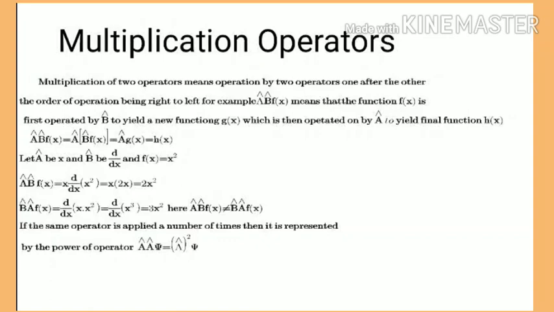If the same operator is applied a number of times, then it is represented by the power of the operator. If A cap is applied on function psi, then we get a result, and after that we also apply A cap on the result, then we can represent it as A cap square psi. So this is about the operators.